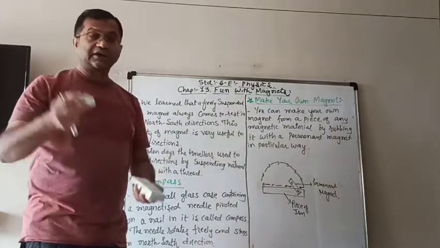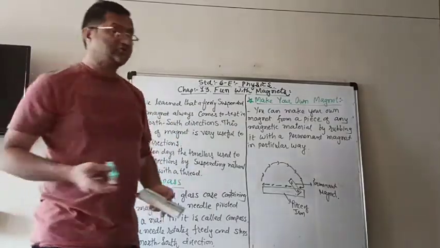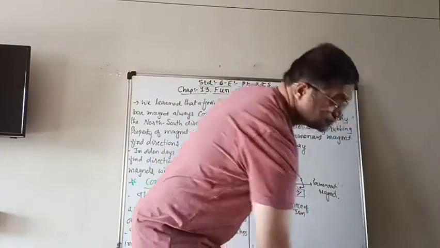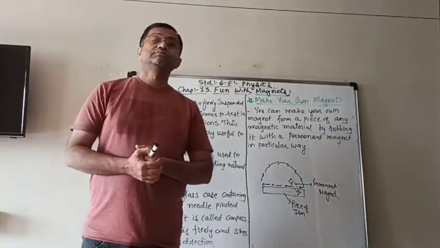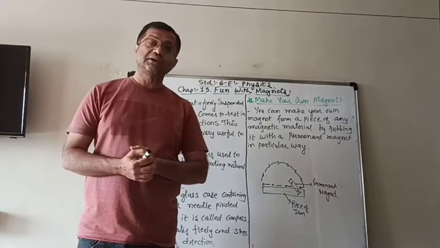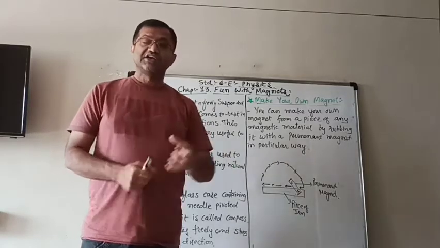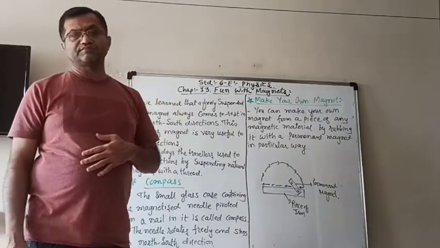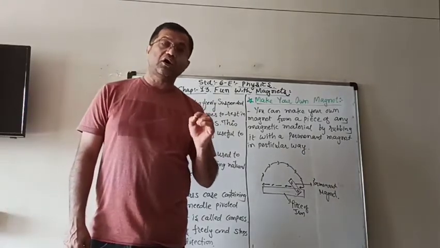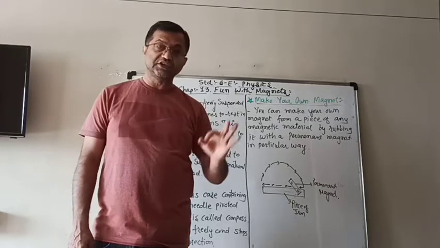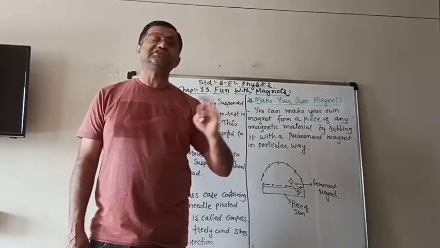And then check that your piece of iron will be converted into a magnet, an artificial magnet. And if you suspend that magnet, then it will also come to rest in the north-south direction.